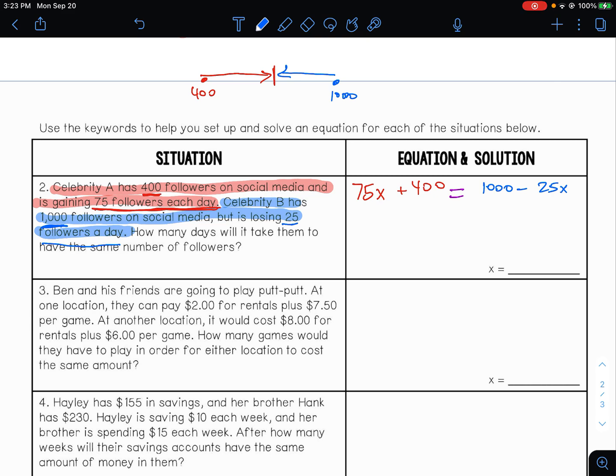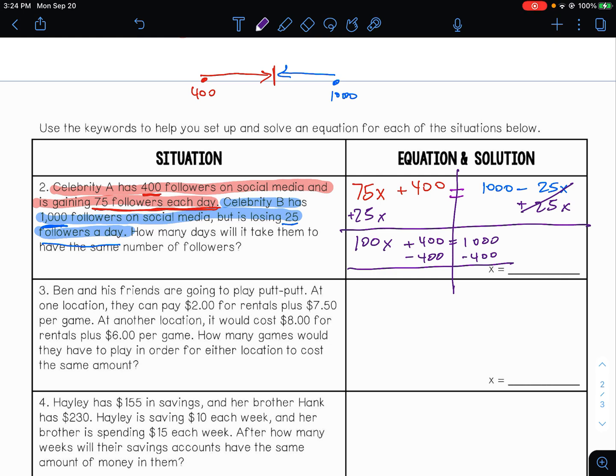All right, how do we solve this? We are going to combine our variables first. So I can either subtract the 75x from both sides or add 25x to both sides. I would rather add 25x to both sides. 25x plus 75x gets me 100x. Bring down the 400, bring down the 1,000. Now, how do I solve this? Well, I need to get the 100x by itself, so isolate it by getting rid of the plus 400 by subtracting 400.